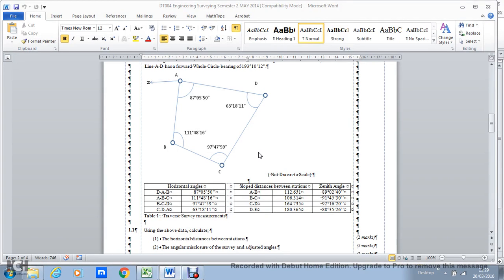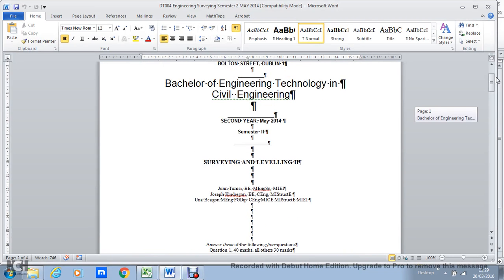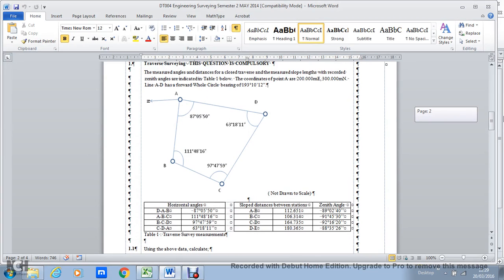This is the third video in the series looking at the solution of a typical traverse question, the question from the 2014 paper, a four-sided traverse. In the first video we looked at getting the horizontal distances from slope distances, and in the second video we looked at the angular misclosure and how to correct for it.